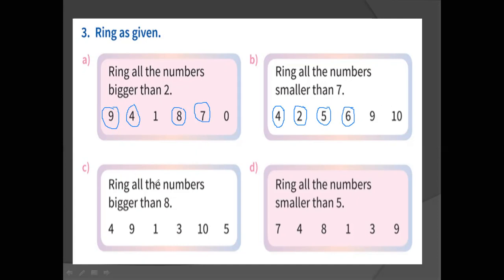Next, ring all the numbers bigger than 8. See, 4 is bigger than 8? No. So we will not ring it. So you can do it as homework now. This I have shown you as an example. Now you do it as homework. Ring all the numbers bigger than 8. Here, ring all the numbers smaller than 5. You have to ring all the numbers which are smaller than 5.